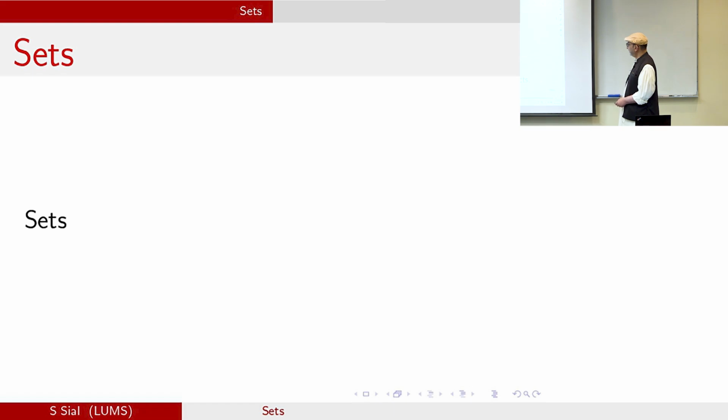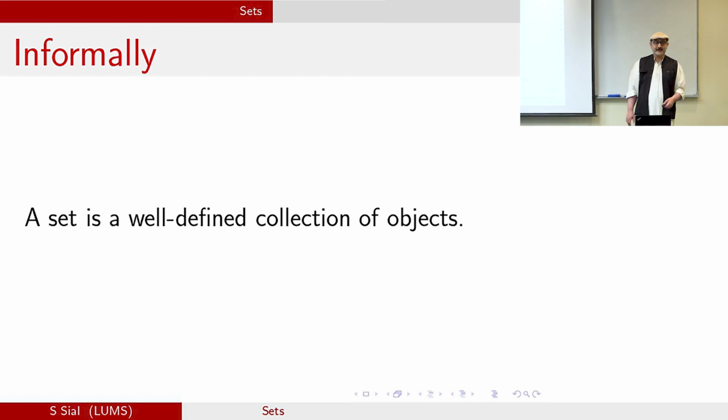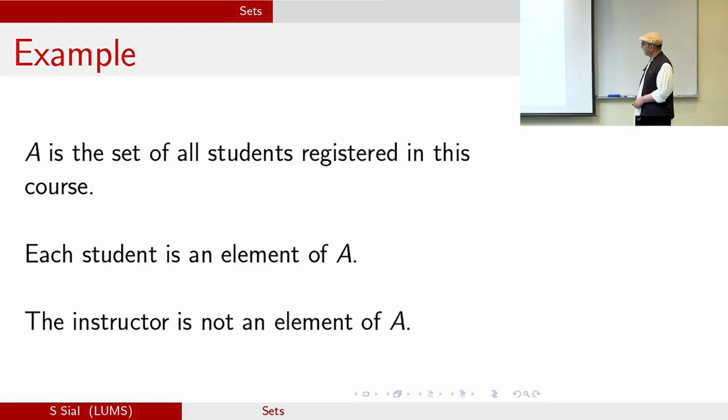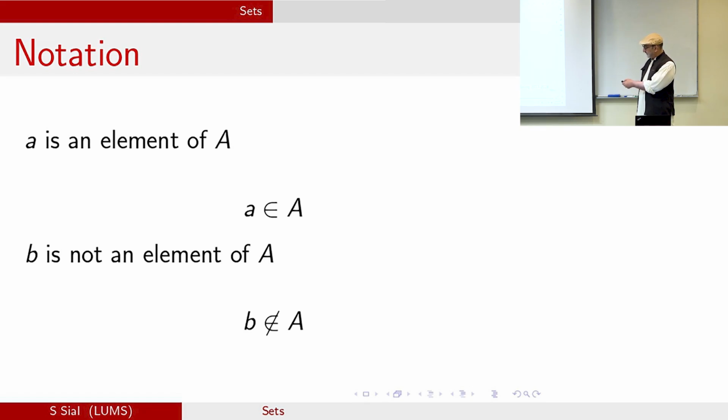So, let's go. What's a set? Informally, a set is a well-defined collection of objects or elements. The members of a set are called elements of the set. So, if A is the set of all students registered in this course, every student here is an element of A, and I am not an element of A. I'm going to write this notation. That means a is an element of A. This notation means b is not an element of A.